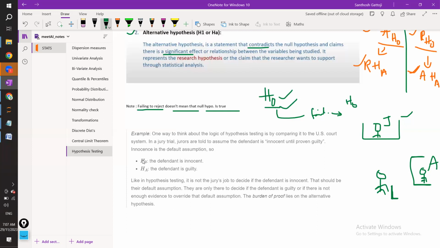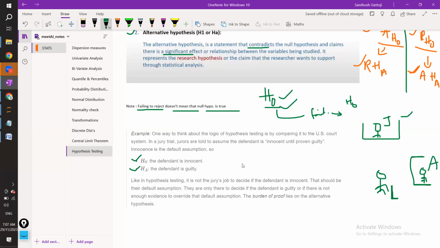That is the null hypothesis. What is the alternate hypothesis? No, he is not innocent. He is guilty. Guilty means he has committed that crime. These are the two statements. Null is saying, I am innocent. The alternate is saying, he is not innocent.